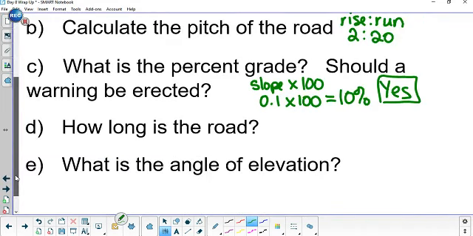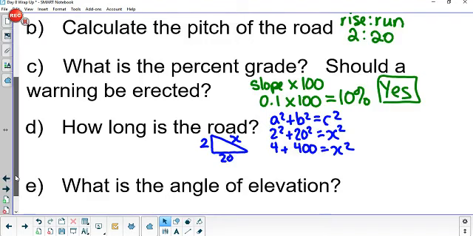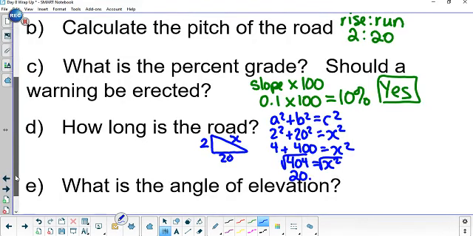How long is the road? To determine how long the road is, we take our rise and our run, and we use Pythagorean theorem to find x. So we use our a squared plus b squared equals c squared. We have 2 squared plus 20 squared equals x squared. 2 squared is 4. 20 squared is 400. We add those two together. We get 404. And the inverse of a square is square root. So we'd get 20.1 equals x.